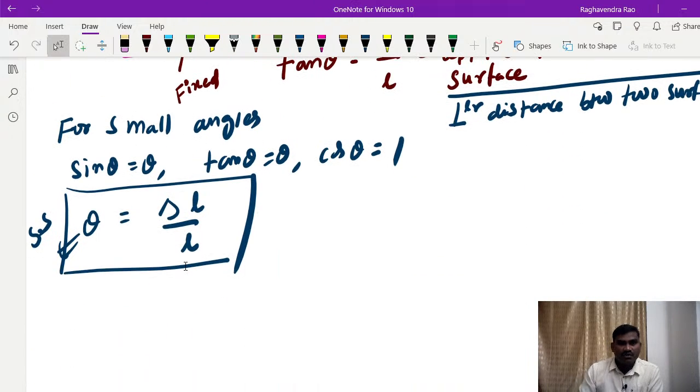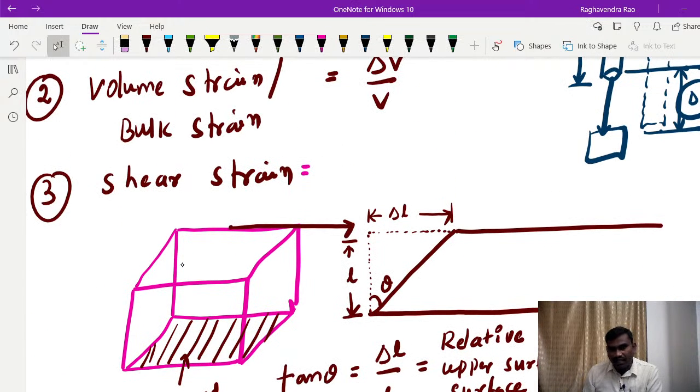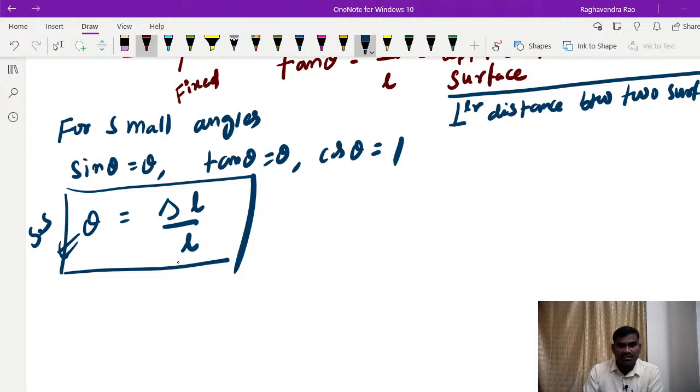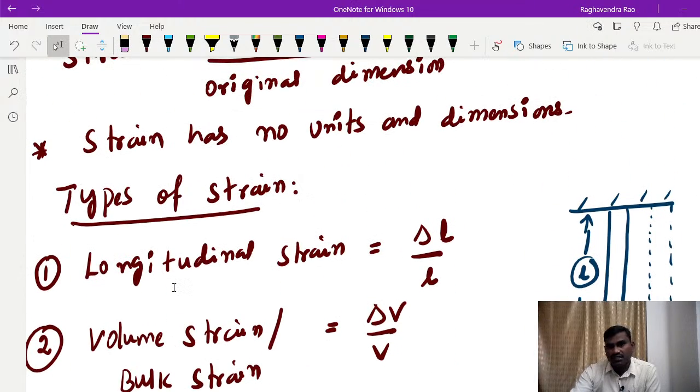But this formula looks the same, delta L by L. What is delta L? The relative separation of the upper layer with respect to the lower surface. In the longitudinal case, L is the original length, but here L is the perpendicular distance between the two layers or two faces. This is called shear strain. For that reason, they may ask questions on this shear strain. This is somewhat important. Again, we will take this expression while calculating the rigidity modulus. Okay, so this is about strain and its types.